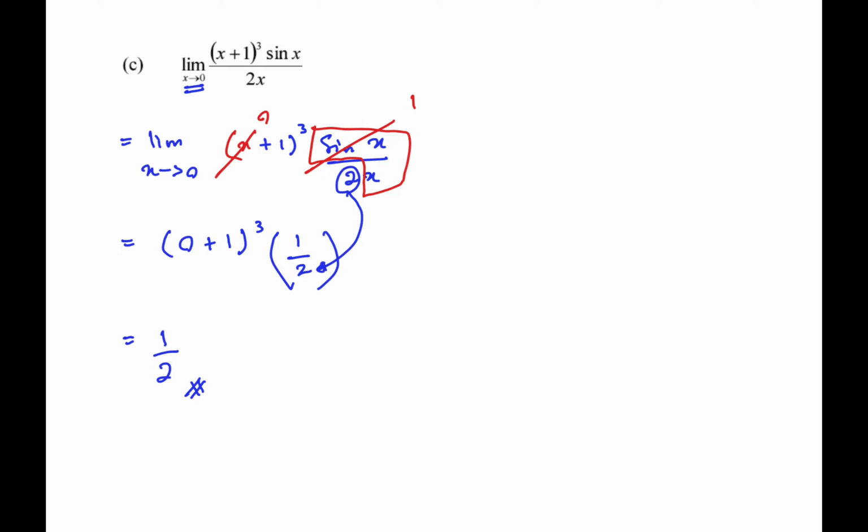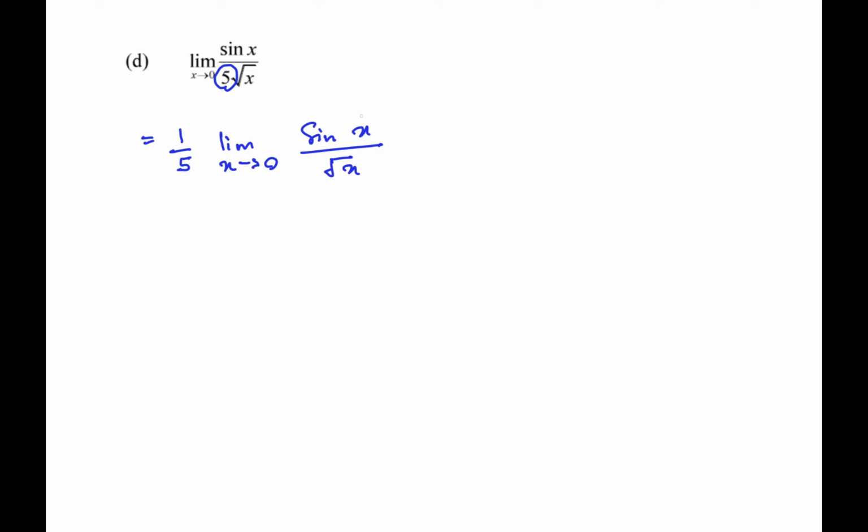Okay, so that is the answer for question C, which is 1 over 2. Okay, now D. D is also the same thing. You have a constant here. We can move it outside. We can get 1 over 5 limit x approaches 0 of sine x over x.